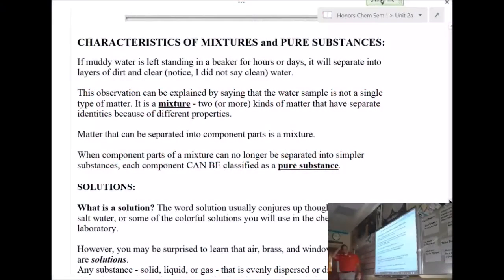Characteristics of a mixture and pure substance. What I have up here is some, what? Oh, yeah. What I have here, and I'll get it in the sunlight, is something that used to look like this, but I took it and shook it up. I don't want to shake this one up because it looks so nice.